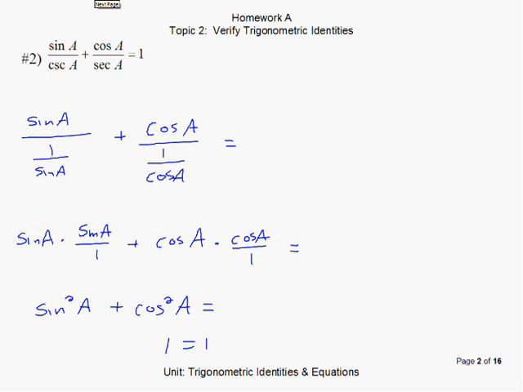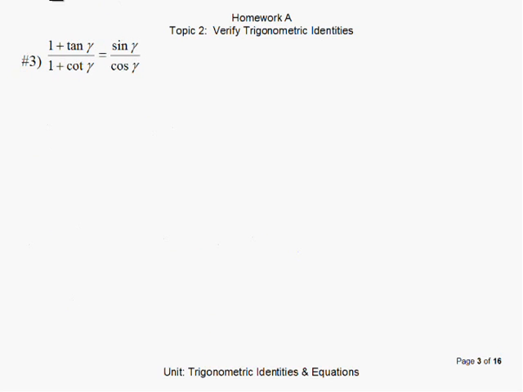Number 3, I would change tangent of y into sine over cosine. Since I've done that, I'm going to have to add that to the 1, so I would get the 1 to have a common denominator. So I'd make that cosine over cosine.